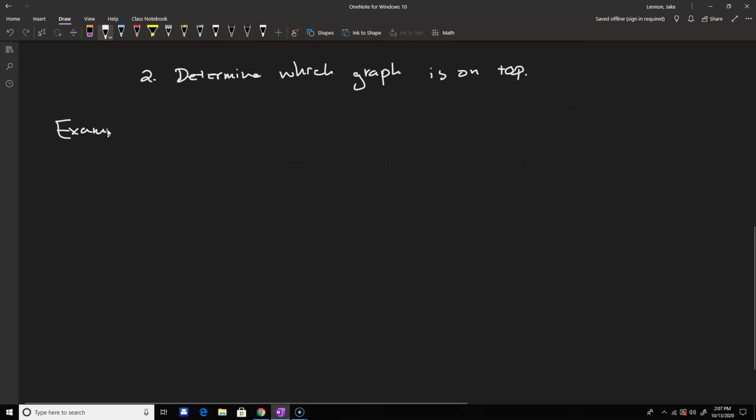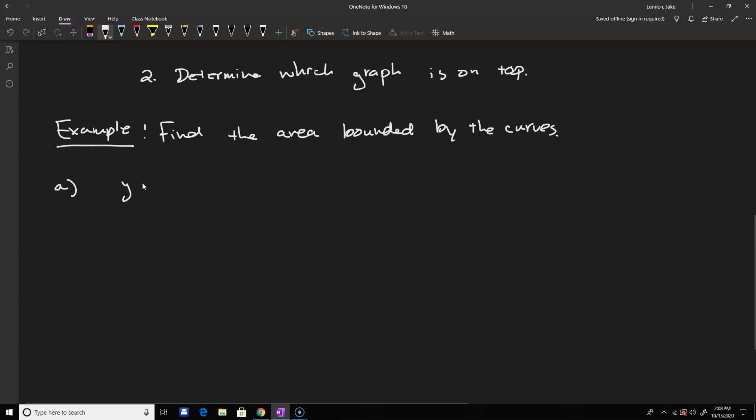So example, we want to find the area bounded by the curves. So let's say we have y equals x plus 1, y equals 9 minus x squared, x equals negative 1, and x equals 2. So, you can kind of already get a rough sketch of this if you want.